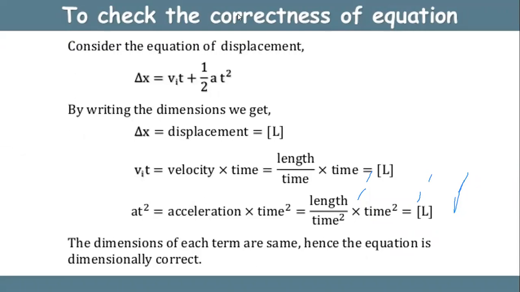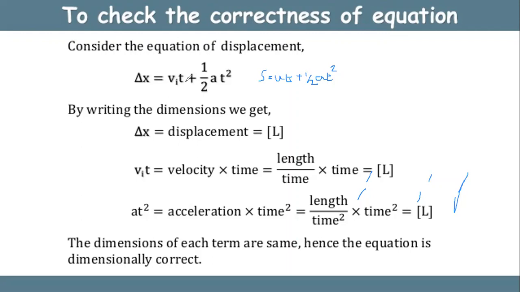s is equal to u t plus half a t square. Okay. This equation and this equation are same. This equation and this equation are what? Same. Now we are writing s instead of delta x, that is displacement, L.